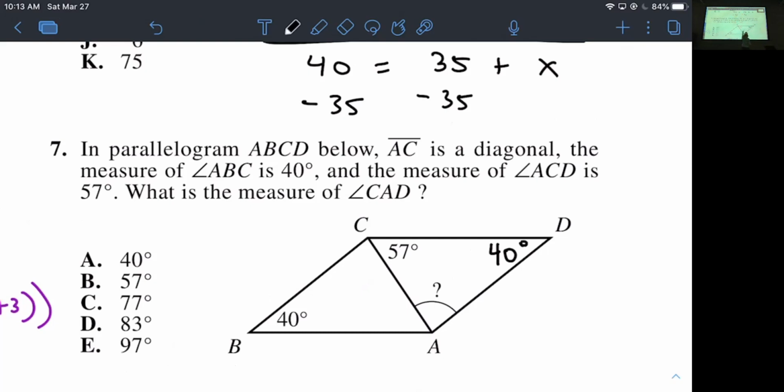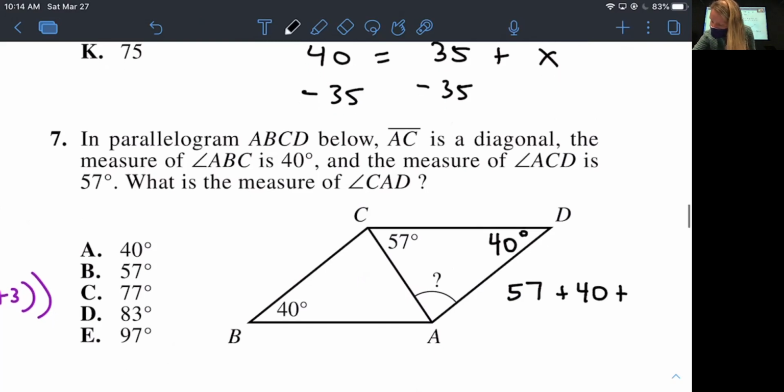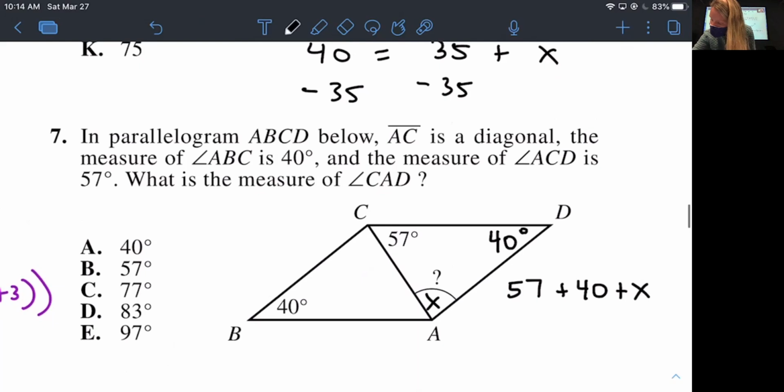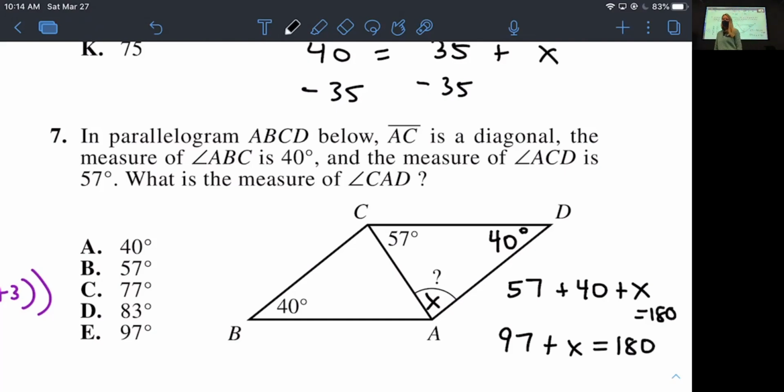Now we have a triangle. What did I tell you about the 3 angles in a triangle? They equal 180. So those 3 angles, the 57 plus the 40 plus my unknown angle, which we'll call X, equals 180. So what's 57 plus 40? 97. So 97 plus X equals 180. What's X have to be then? 83. Is that okay? Yes.